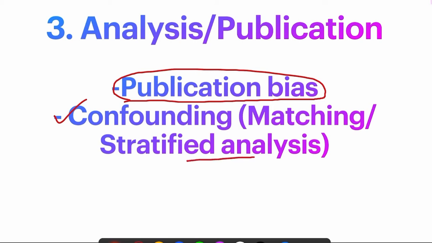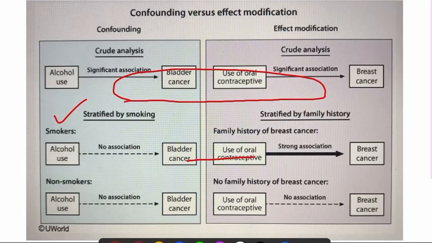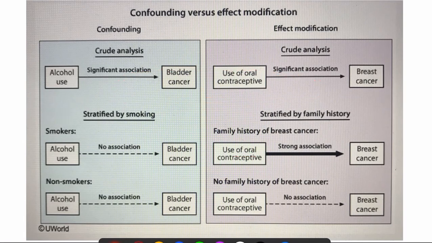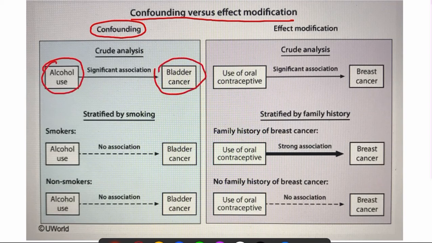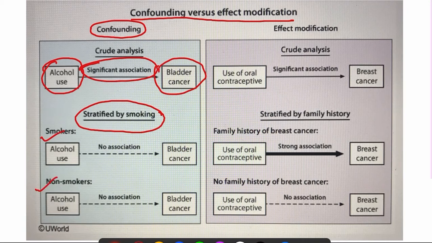The difference between confounding and effect modifier. In this example, I am going to explain the difference between confounding and effect modification. Here is a case of confounding, where we were studying alcohol use as an exposure and bladder cancer as the outcome. Our preliminary study result says that there is a significant association. Smoking plays the confounding role. So when we do a stratified analysis among the smokers and the non-smokers, for the same exposure and outcome, there will not be any association.